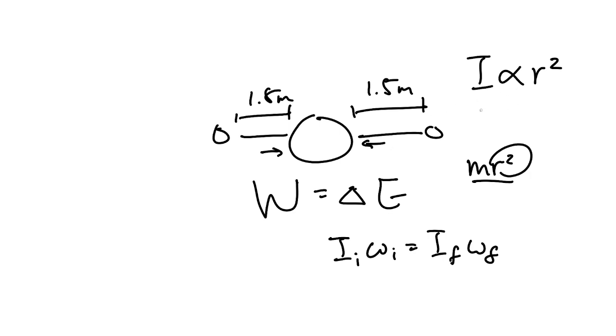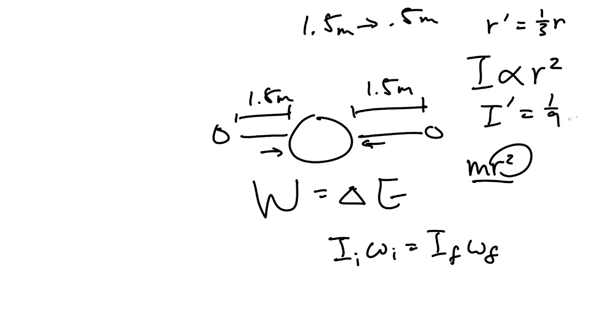So that means that our radius, if our radius were to go down, it goes from 1.5 meters down to 0.5 meters, right? So radius is now 1 over 3. So radius prime is equal to 1 over 3 of the original r. That means that our changed moment of inertia is going to be 1 over 9 of the original moment of inertia, right? Because it's going to be 1 over 3 squared, which is 1 over 9.